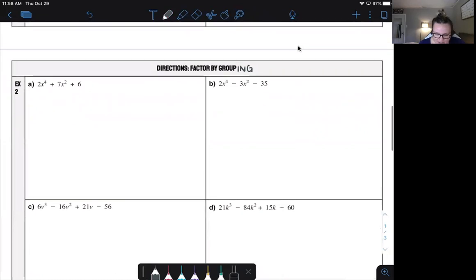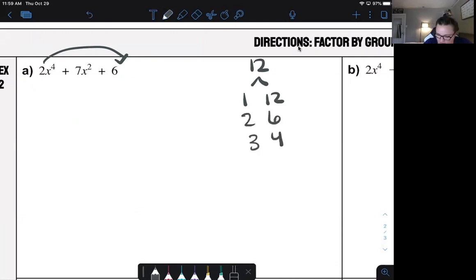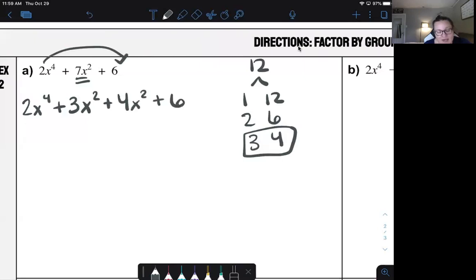All right, so let's do part A here together. So remember, to do factor by grouping, we multiply A times C. So 2 times 6 is 12. The factors of 12 are 1 and 12, 2 and 6, and 3 and 4. What factors of 12 add or subtract to get us B, which is 7x squared? 3 and 4 will work. So notice this time, though, we have 2x to the 4th, not 2x squared. 2x to the 4th, and then I can rewrite 7x squared as 3x squared plus 4x squared, and then plus 6. And now we have our 4 terms.